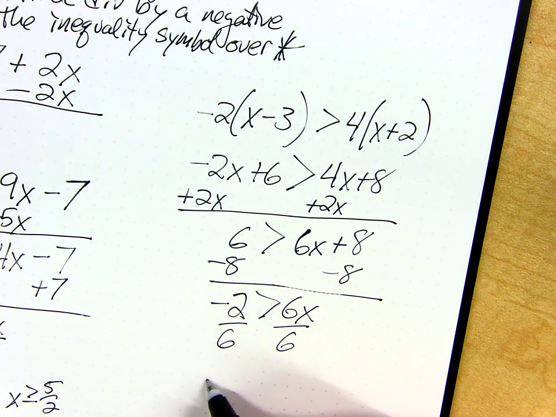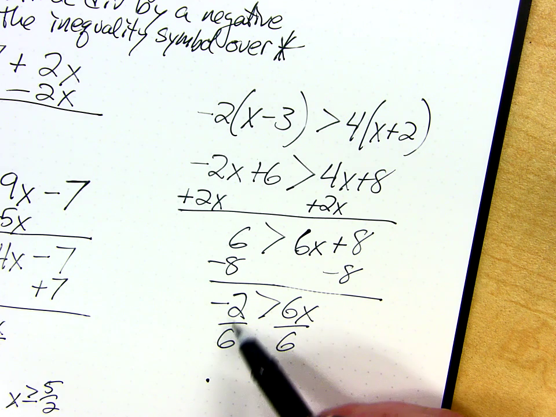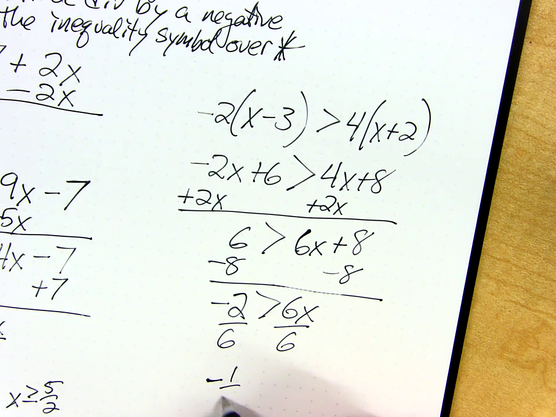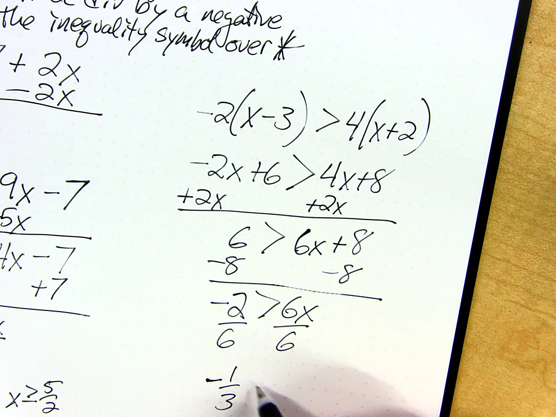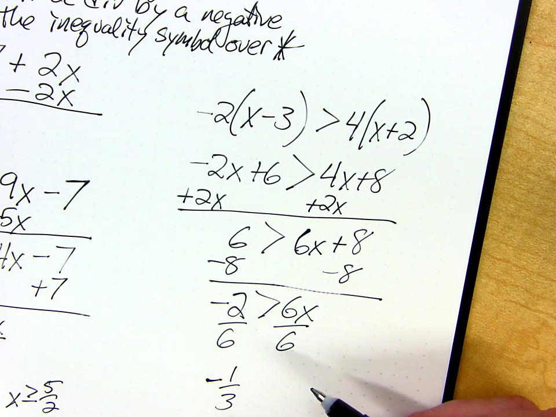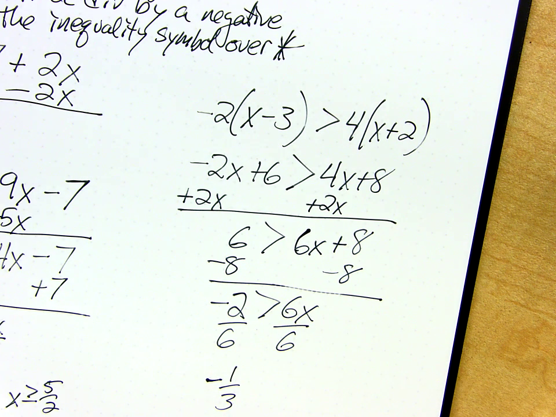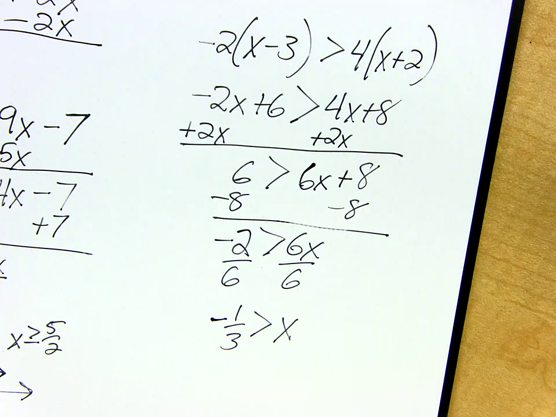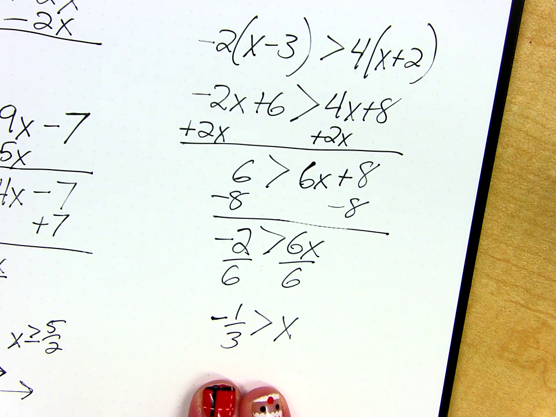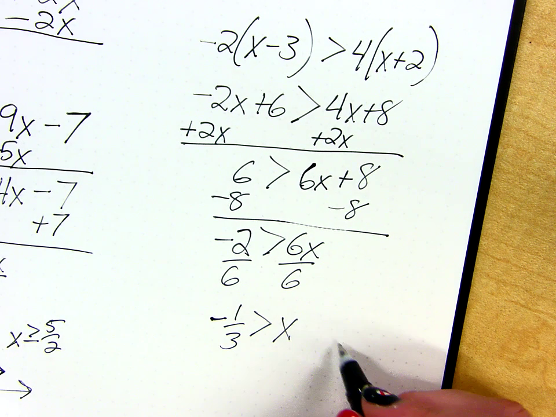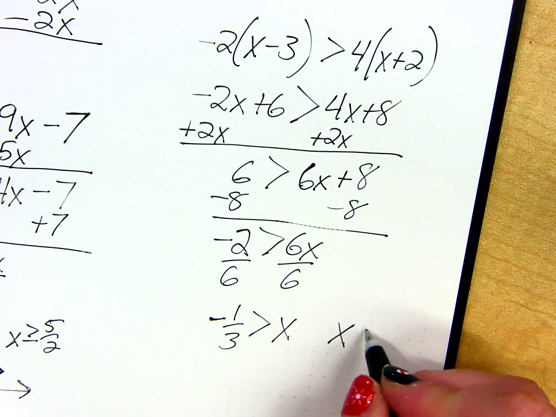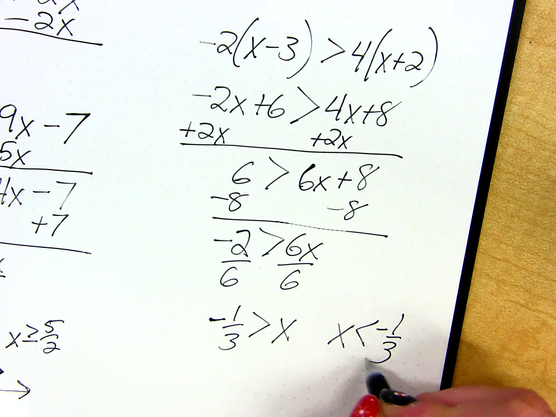-1/3. Do I have to flip the symbol over? No, I divided by a +6, right? So the symbol stays like that. Now I'm going to rewrite it for when I go to graph it, because leaving it like this is weird, right? So we flop it all over. But the Pac-Man is eating the -1/3, so I make sure he's still eating the -1/3.